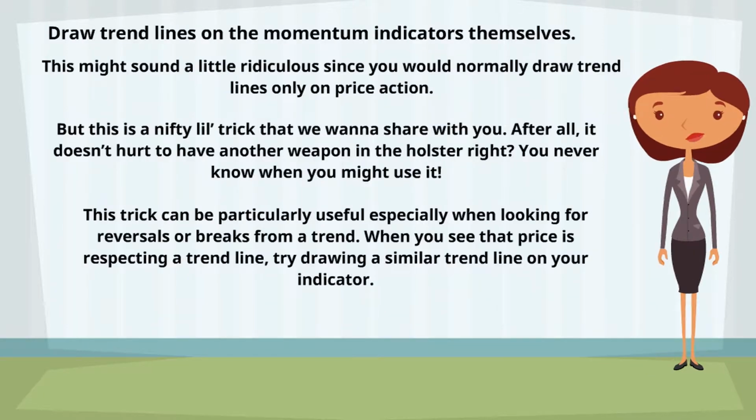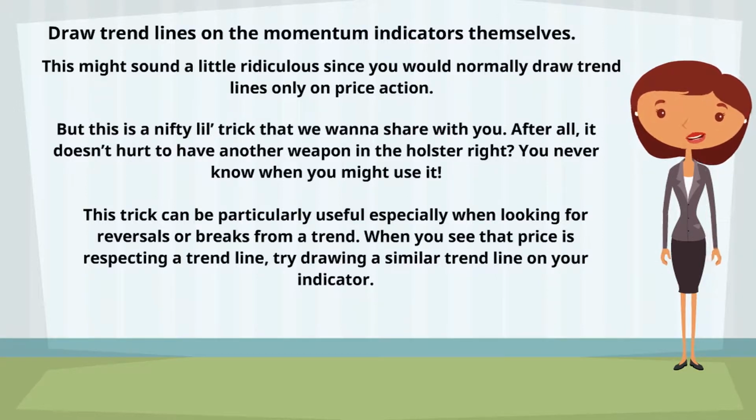Draw trend lines on the momentum indicators themselves. This might sound a little ridiculous since you would normally draw trend lines only on price action. But this is a nifty little trick that we want to share with you. After all, it doesn't hurt to have another weapon in the holster, right? You never know when you might use it. This trick can be particularly useful especially when looking for reversals or breaks from a trend.